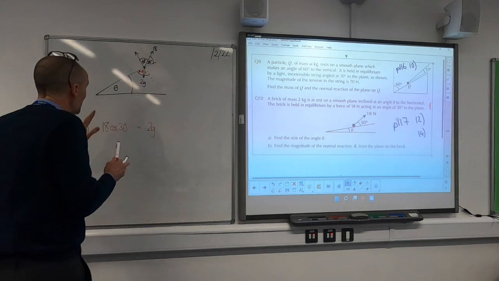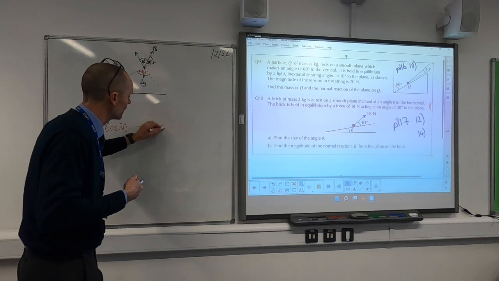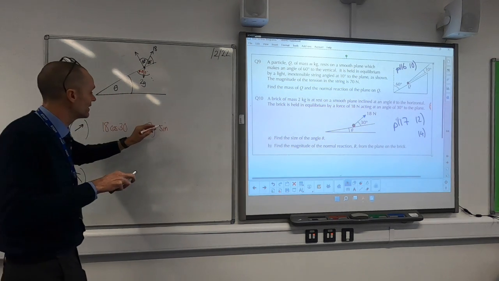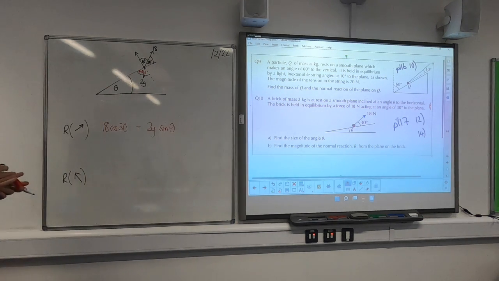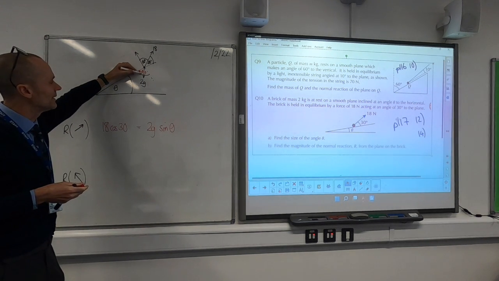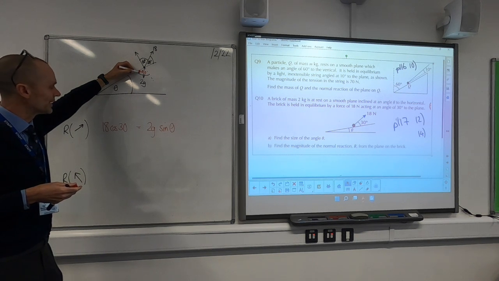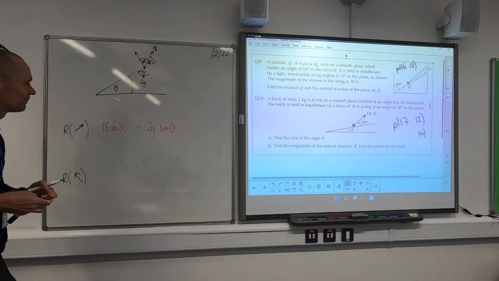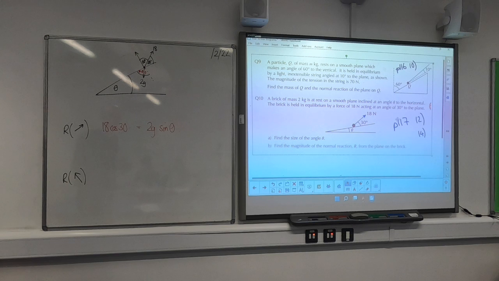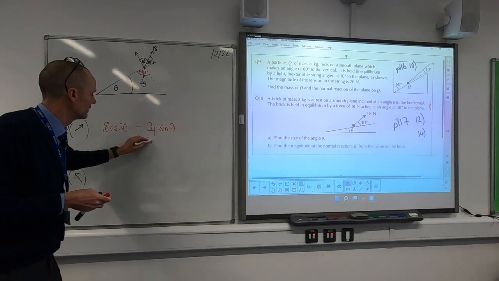So if I know the angle, I use cos. If I don't know the angle but know the complement to 90, I use sine. So that's how I deal with that. So this angle here is 90 minus theta, so I do the cos of that, which is the same as the sine of theta. And that allows me to work out theta.